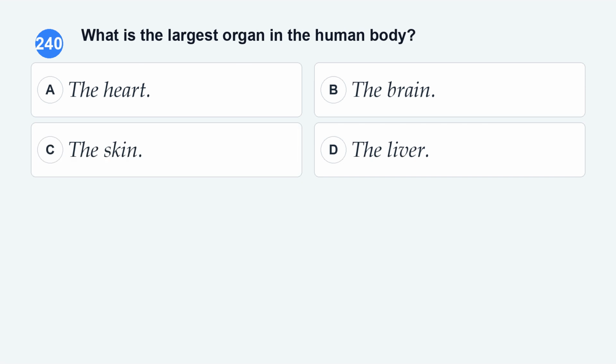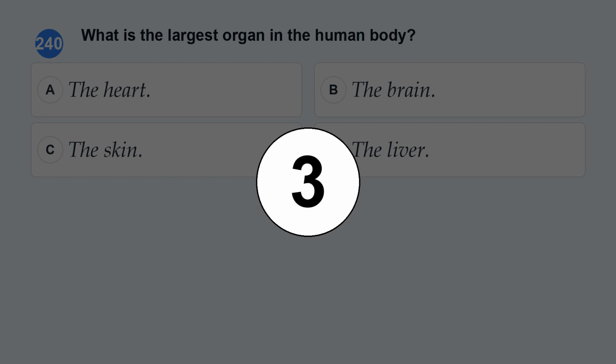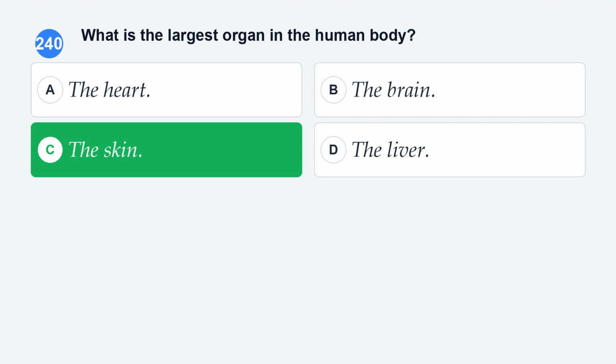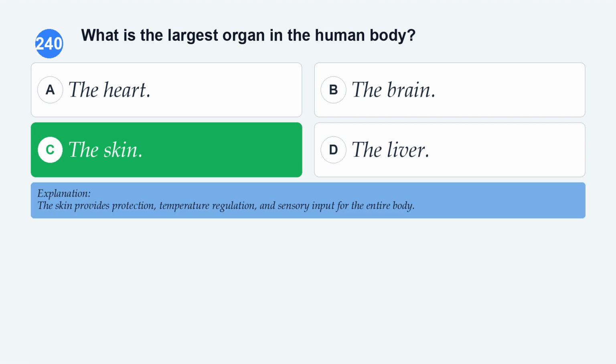Question 240. What is the largest organ in the human body? Option A, the heart. Option B, the brain. Option C, the skin. Option D, the liver. The correct answer is option C, the skin. Explanation: the skin provides protection, temperature regulation, and sensory input for the entire body.